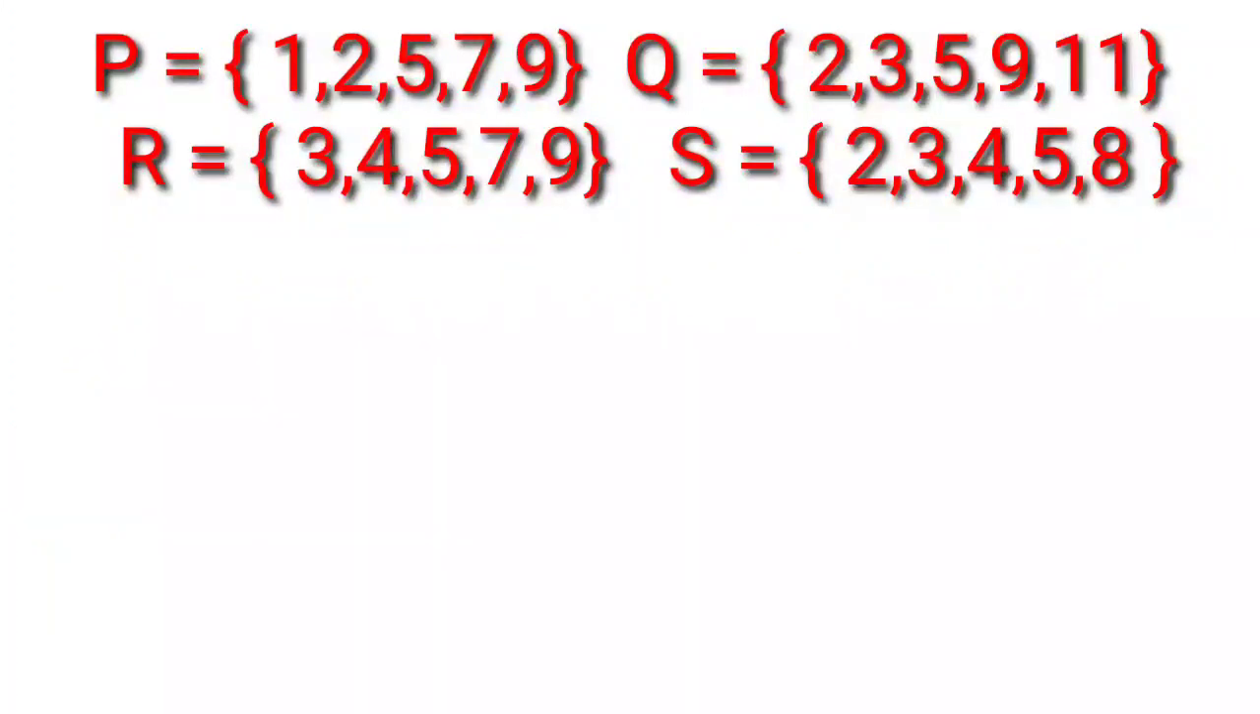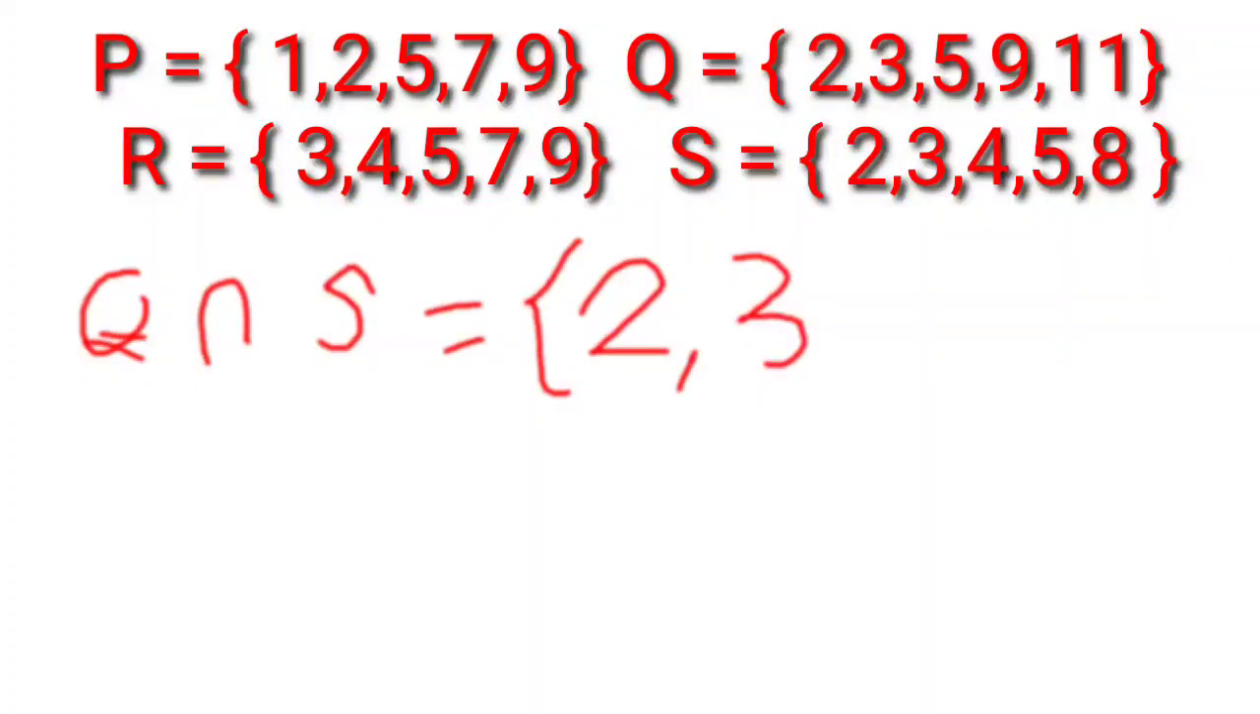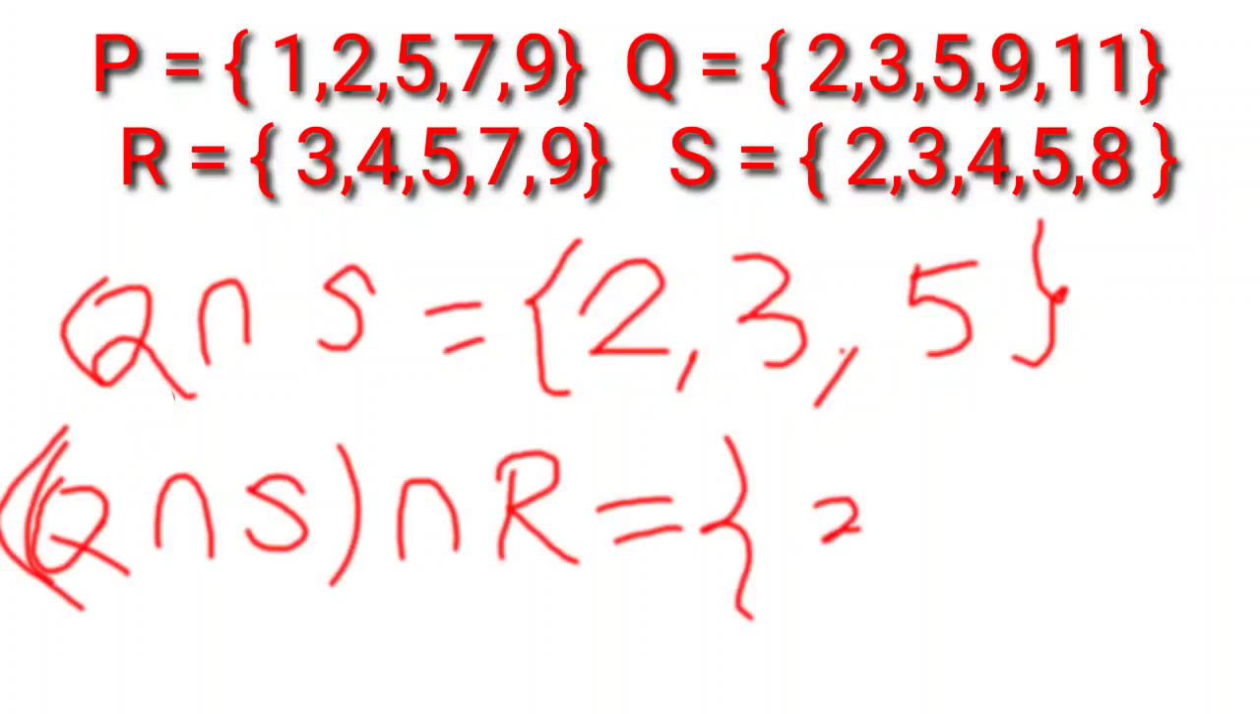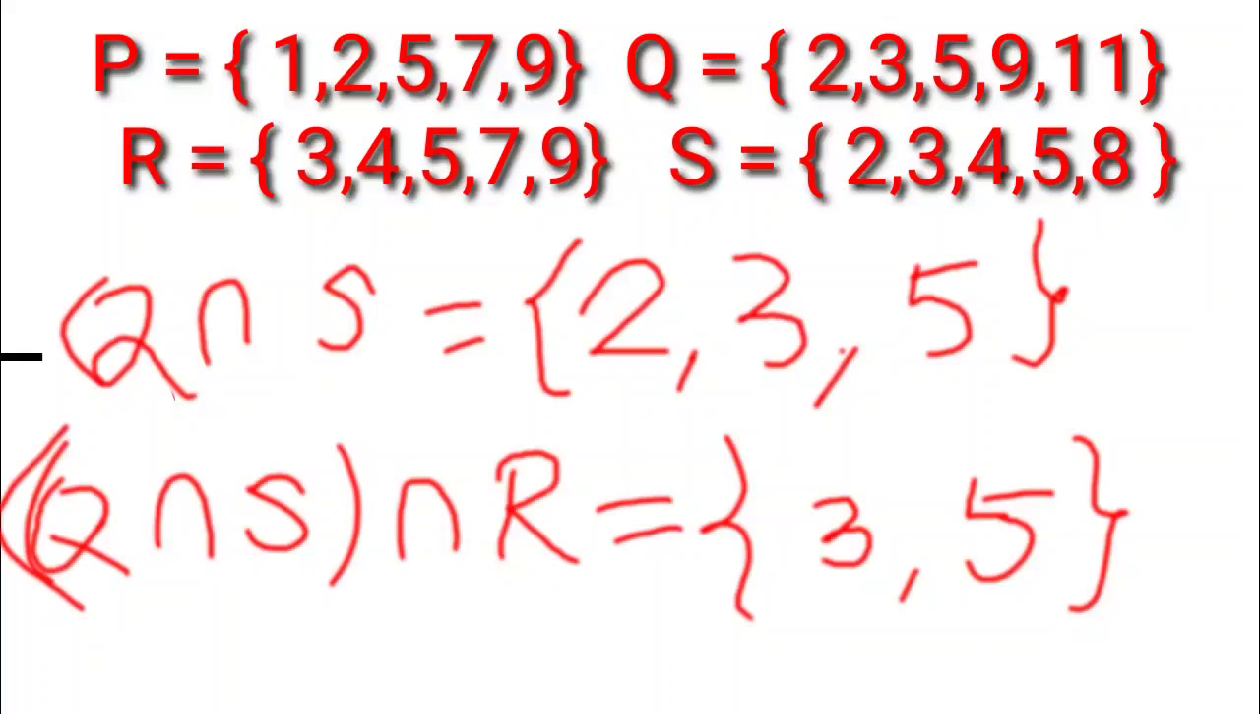In the third sum, first you have to find Q intersection S. Here the common elements between Q and S are 2, 3 and 5. Then Q intersection S, intersection R. Here the common elements are 3 and 5.